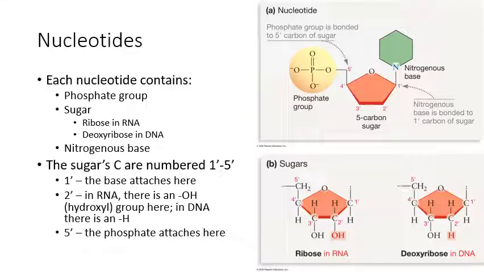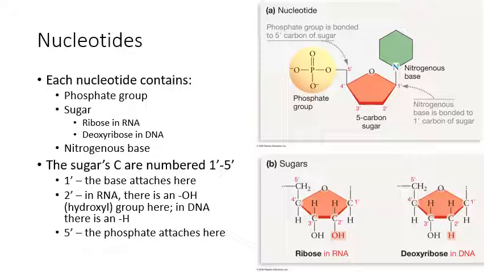So every nucleotide has three basic parts. It has a sugar in the middle, and then attached to that sugar it has a nitrogenous base and a phosphate group. What sugar it is depends on if it's RNA or DNA. RNA nucleotides have ribose as their sugar, and DNA nucleotides have deoxyribose as their sugar. And then there's 4 different nitrogenous bases that you could have.